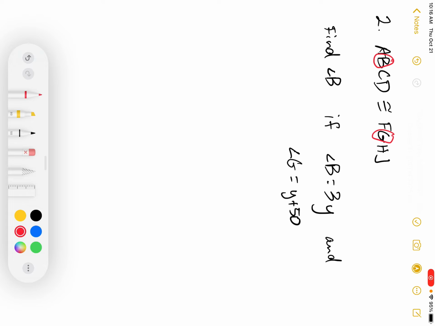So what we can do is say that 3y equals y plus 50. That's a pretty easy equation to solve. We got to move this y over. That all goes away. We've got 2y equals 50 and y equals 25.